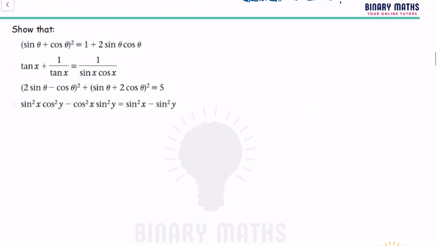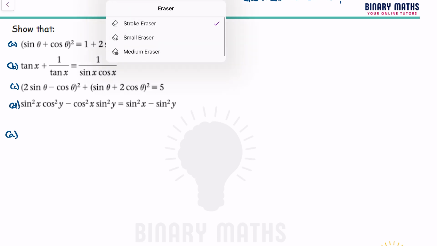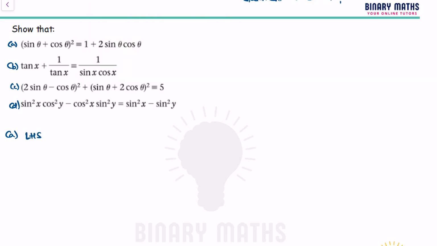Okay, show that all these cases, so A, B, C, and D. So A, we've got sine theta plus cos theta squared is identically equal to 1 plus 2 sine theta cos theta. I would start with the left-hand side. So left-hand side looks more complicated to me. So left-hand side is equal to sine theta plus cos theta all squared, which is equal to sine squared theta plus 2 sine theta cos theta plus cos squared theta.